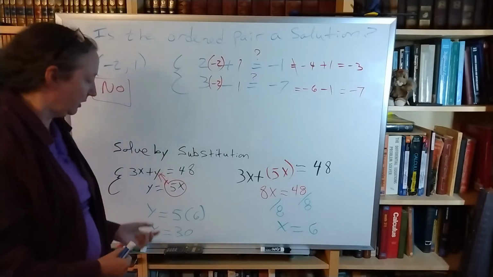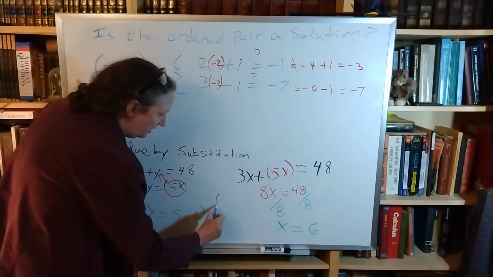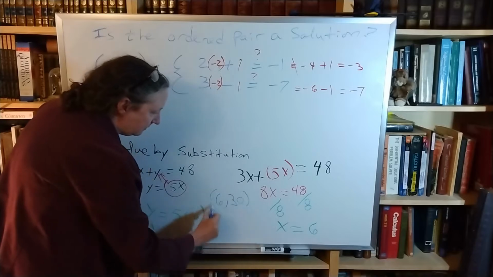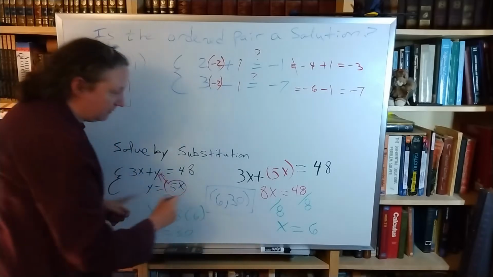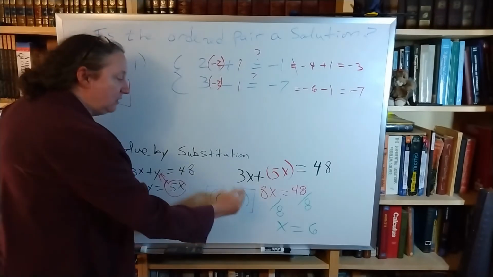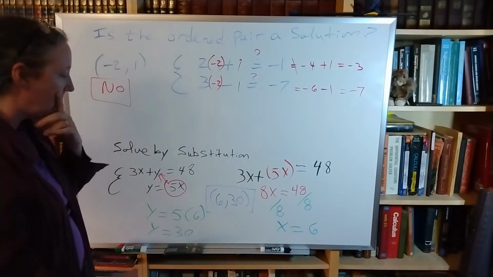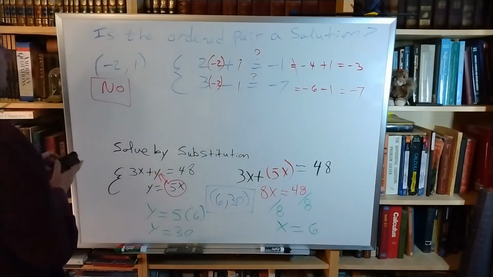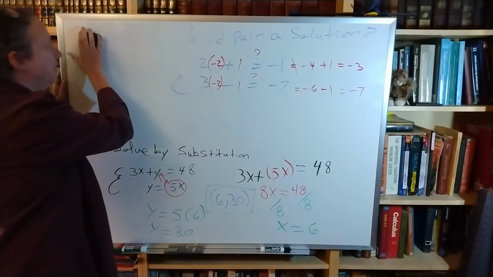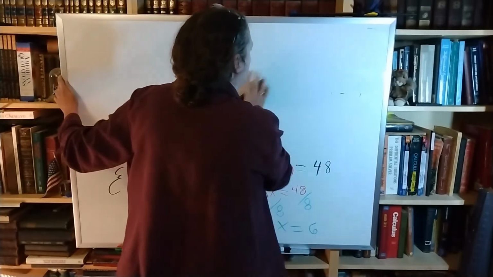Now I have to state my answer. I know what x is, I know what y is, but the answer itself is (6, 30). I have to have both the x and the y, and because they're an x and a y, I put them in the parentheses. So that's question 3, sorry, question 2 is in a different set. Now I erase this, and I get to question 4.